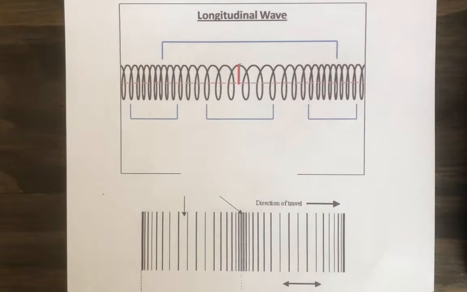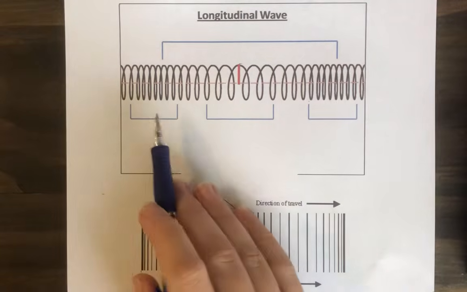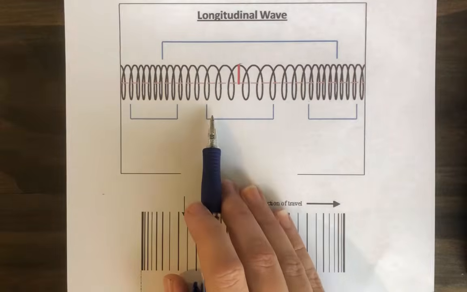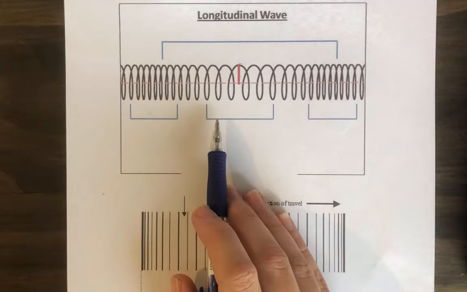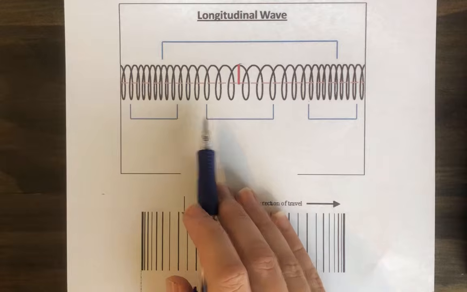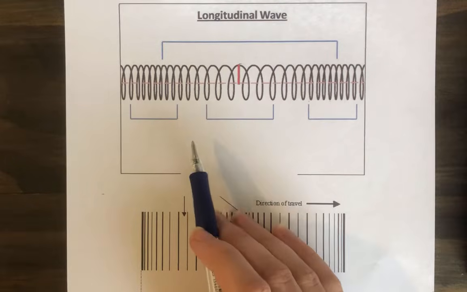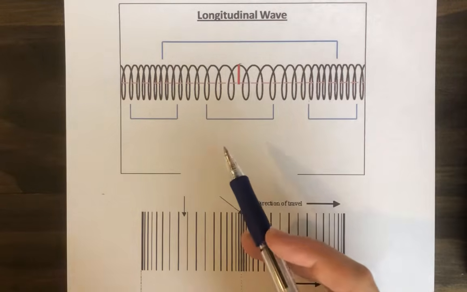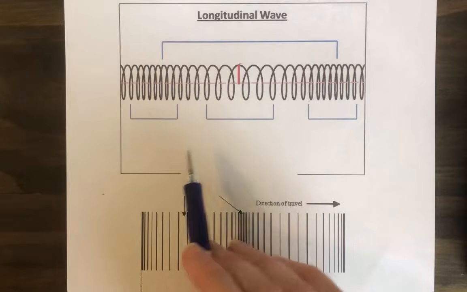I'd like to show you how to label the features of a longitudinal wave. There are some features that are the same between a transverse and a longitudinal wave, and there are some unique features just for longitudinal waves as well. So let's have a look at this top diagram. There are a few different ways that longitudinal waves can be represented in diagrams. We'll start with this one first because it looks like the slinky that we were demonstrating with before.